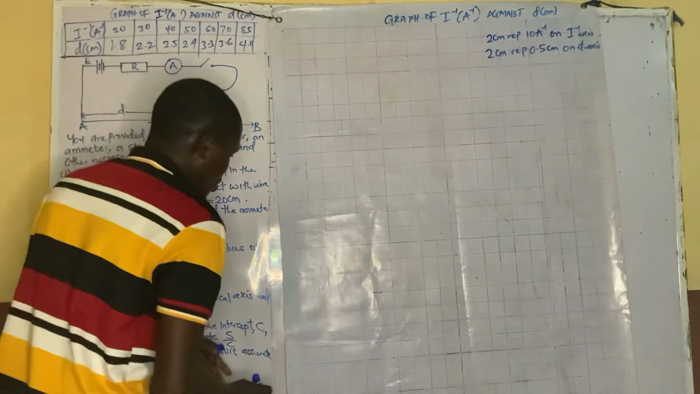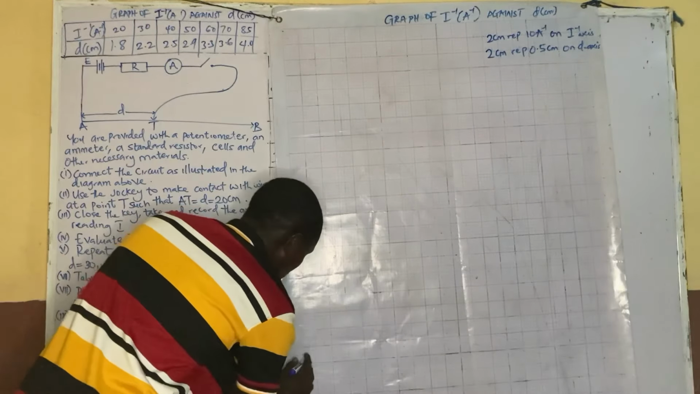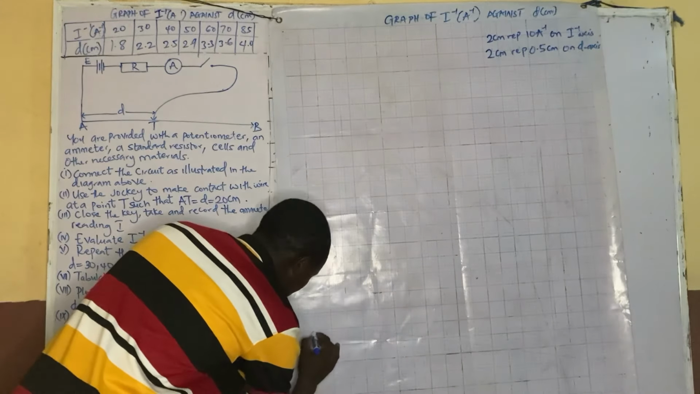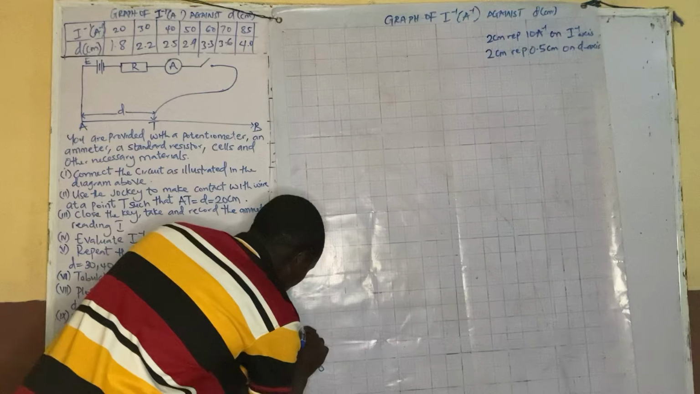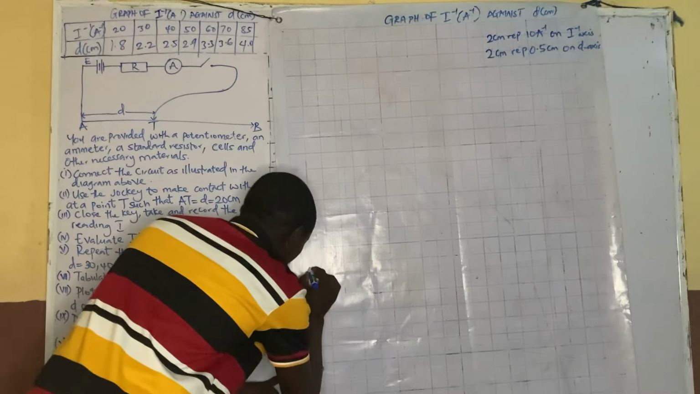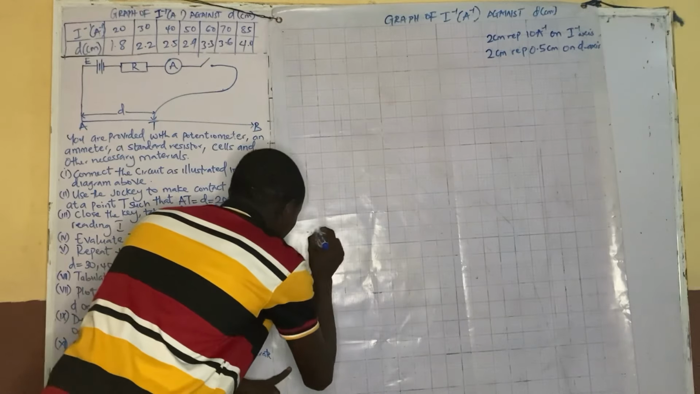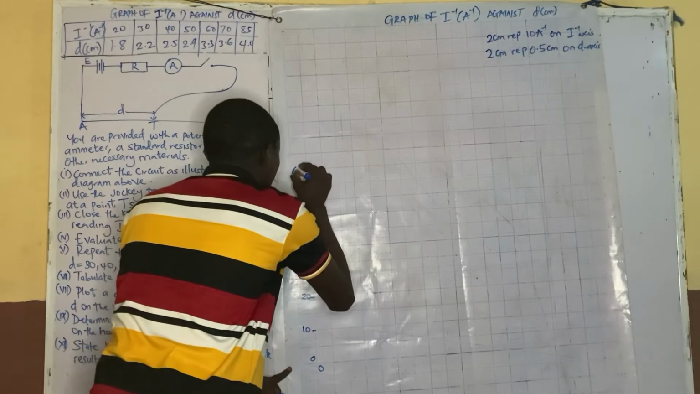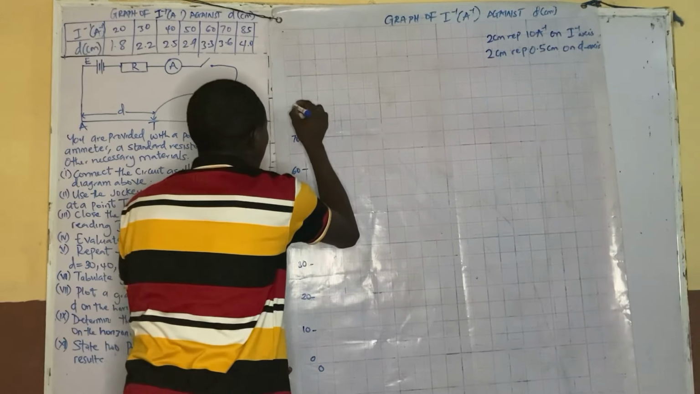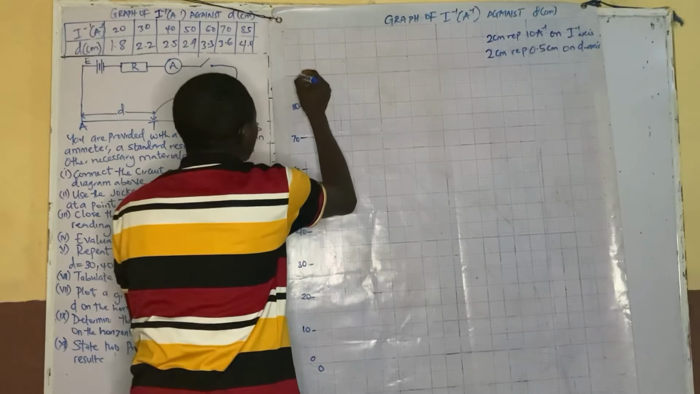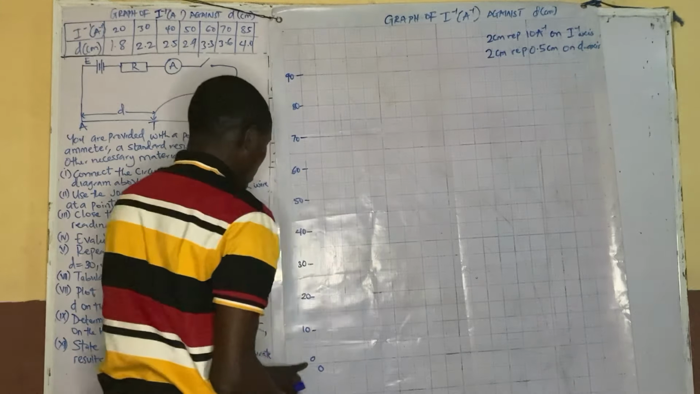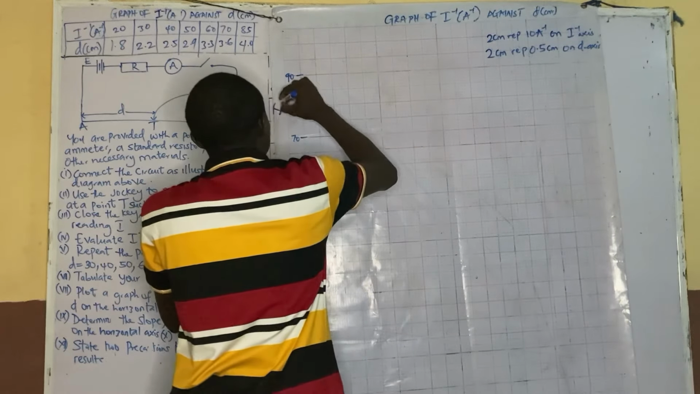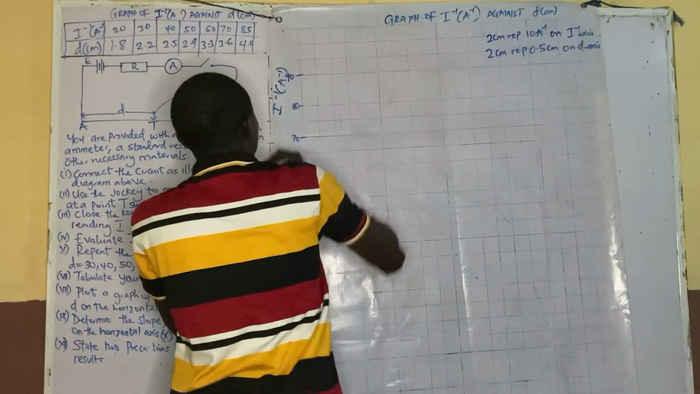Now let's try and pick our values here. If you start reading, this is 0, 0. Then this is going to be 10, 20, 30, 40, 50, 60, 70, 80, then 90. So we have 10, 20, 30, 40, 50, 60, 70, 80, 90. This one is our I inverse in ampere inverse as well.